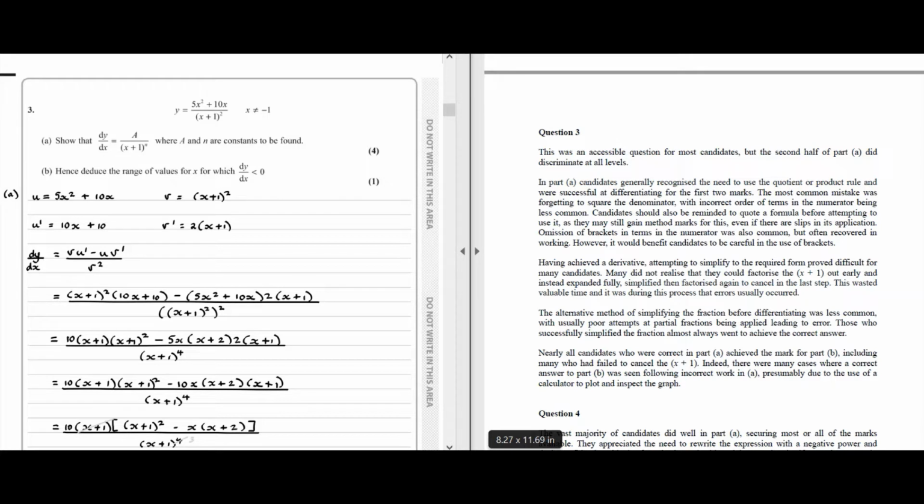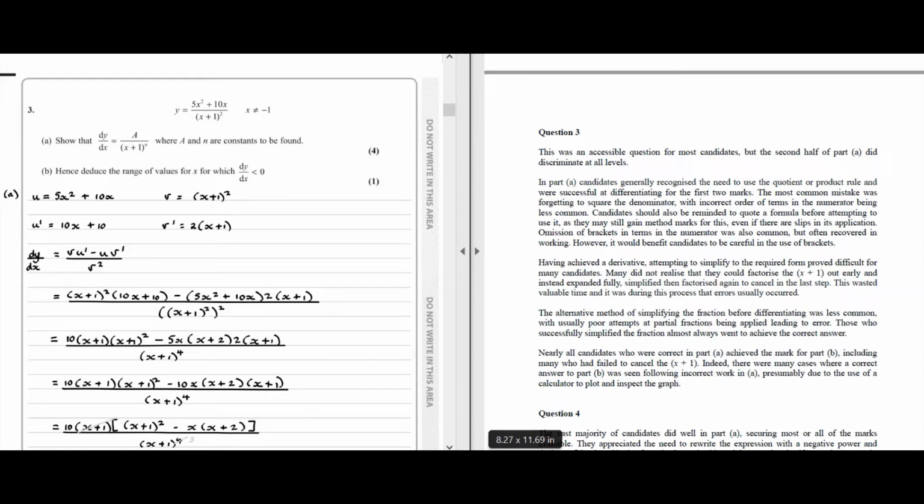leading to error. Those who successfully simplified the fraction almost always went on to achieve the correct answer, and there's no point in using partial fractions as well because it's only worth 4 marks. Nearly all candidates who were correct in part A achieved the mark for part B, including many who had failed to cancel the x plus 1.